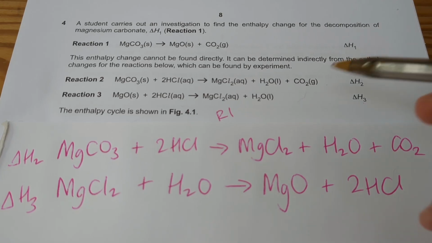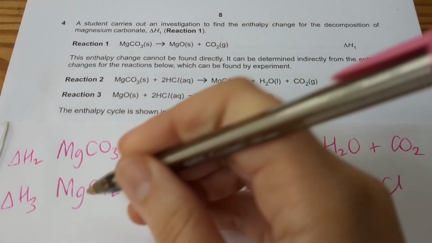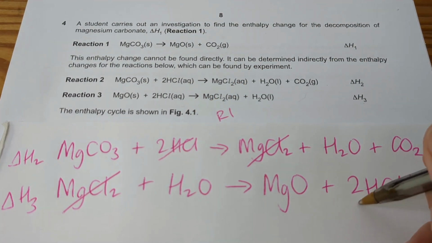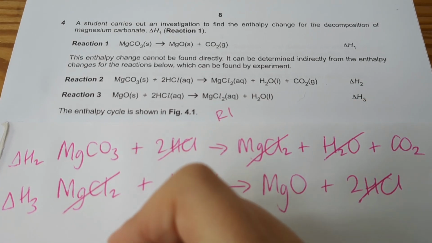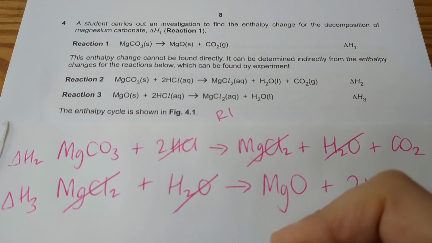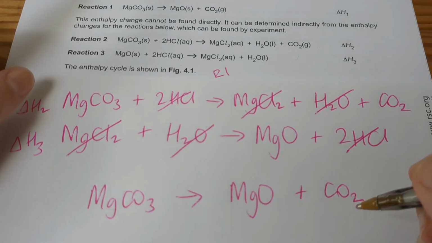We can get rid of it. So we can see we've got magnesium chloride that's on the right and the left of the arrow. That can cancel out. We've also got 2 HCl, and we've got 1 water. What are we left with then? We're left with magnesium carbonate decomposing to magnesium oxide and CO2, which matches delta H1.